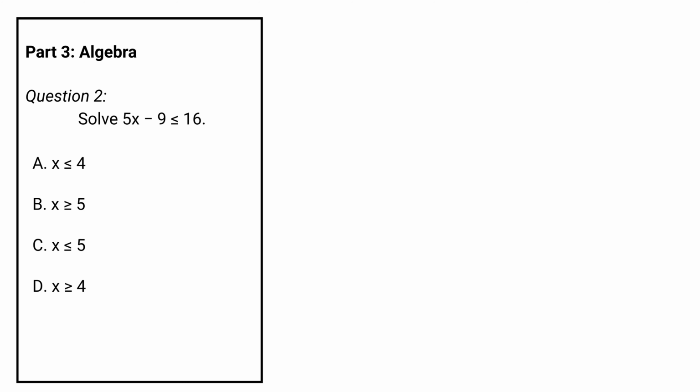Now solve the inequality. 5x minus 9 is less than or equal to 16. Your choices are A, x less than or equal to 4. B, x greater than or equal to 5. C, x less than or equal to 5. D, x greater than or equal to 4. Pause the video and give it a try.